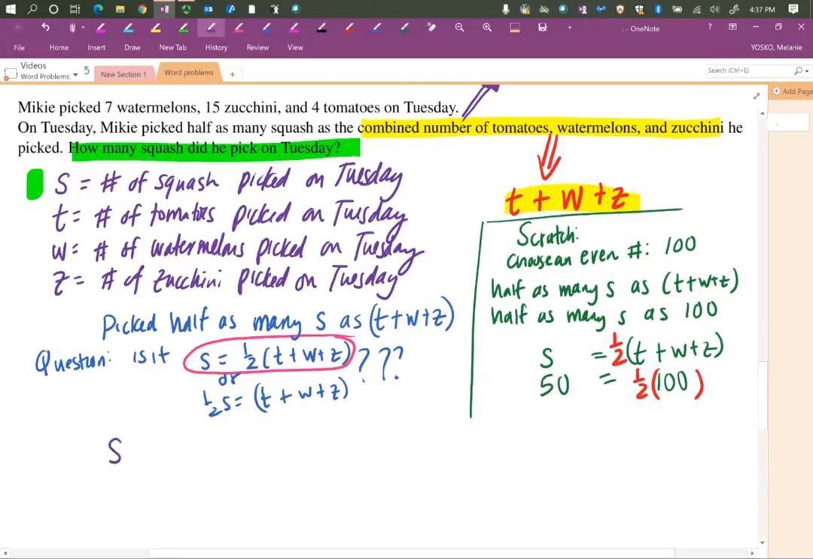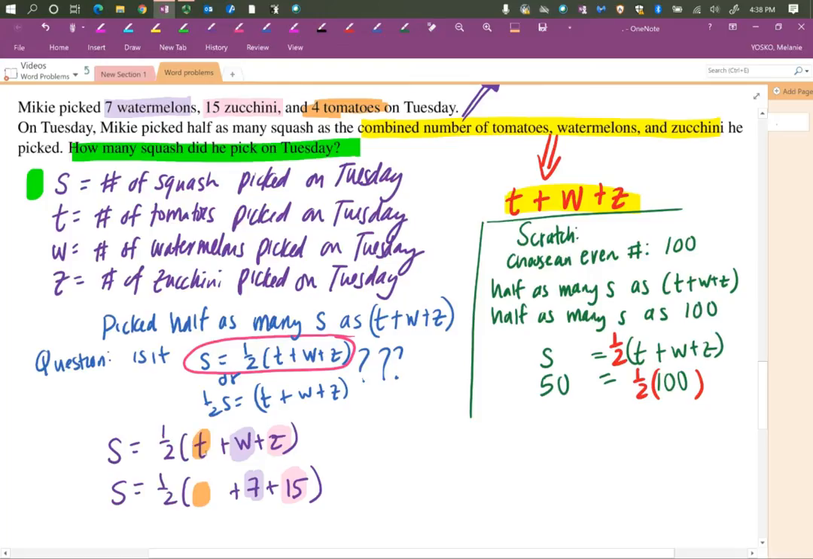We just said we're going to get S equals 1/2 times T plus W plus Z. But in the first sentence, we know what T is on Tuesday, we know what W is on Tuesday, and we know what Z is on Tuesday. Okay, so we're going to take everything in this sentence and plug it in here. So we know there were 7 watermelons on Tuesday, so we're going to put 7 right there. We know there were 15 zucchini on Tuesday, so we're going to put a 15 right there. We know there were 4 tomatoes on Tuesday, so we're going to put a 4 right here.